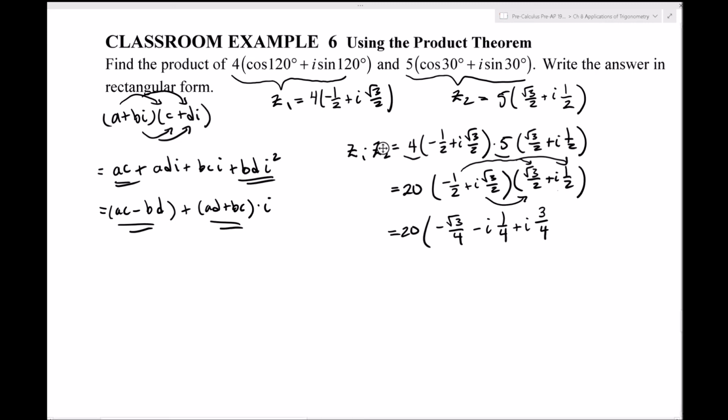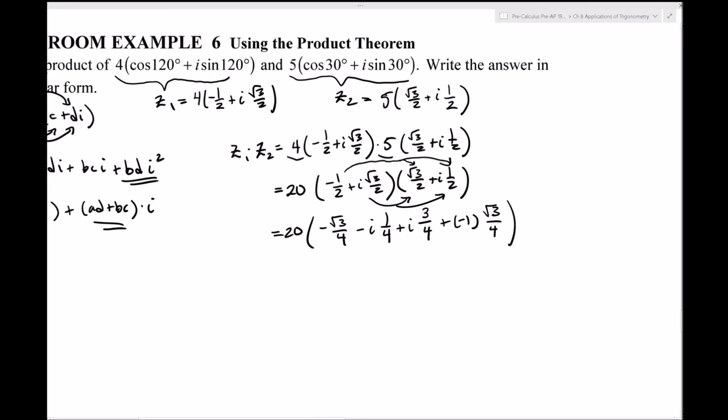Keep on going. That's where it gets a little tough. So that's plus negative 1. I times I is negative 1. Square root of 3 over 4. Now I want to make sure I'm doing this slowly and not rushing and making some mistakes. So it looks like I'm fine. So then we have to simplify by combining like terms. 20 still out here.